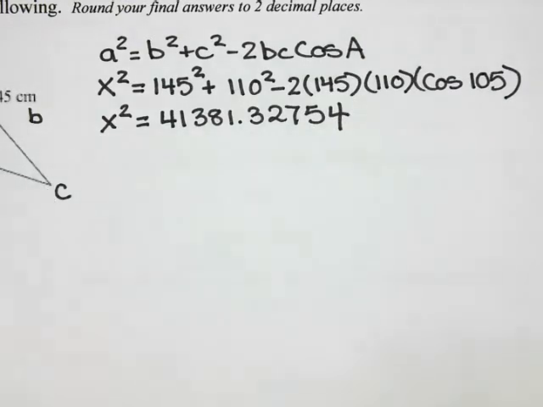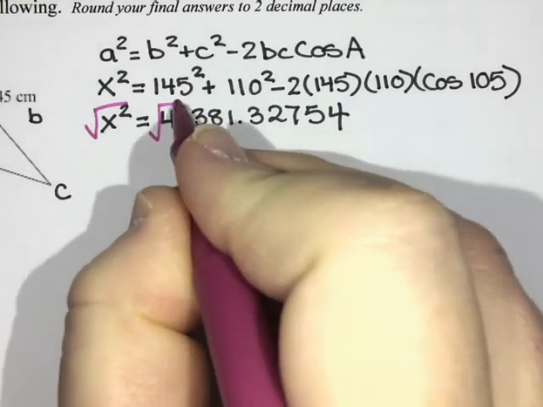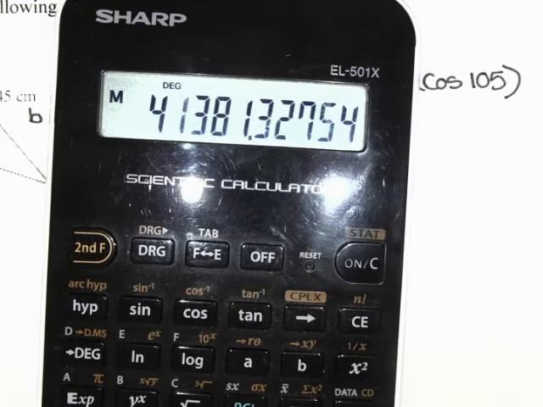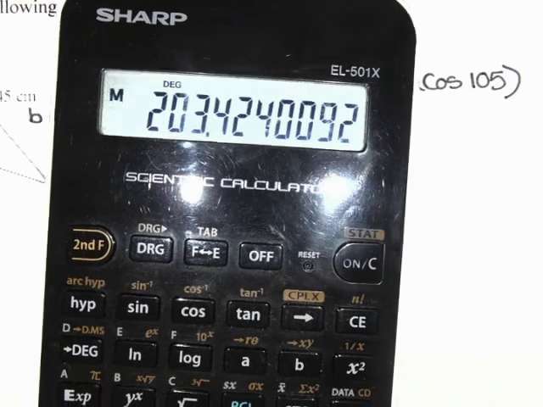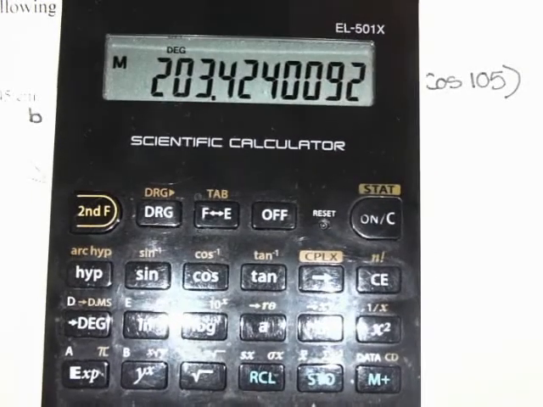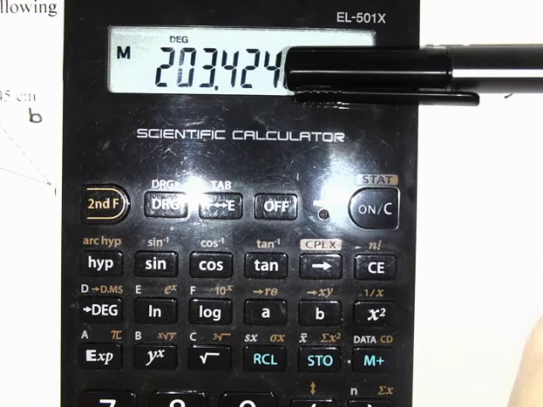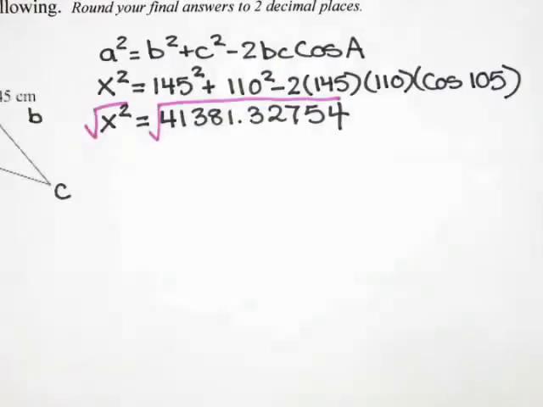This is not our final answer because we are looking for x, and this is x squared. So there is one final step that we need to do, and that is to cancel out our square by doing a square root. So you want to square root both sides. On my calculator, I can just hit my square root button. If you have one where you see the square root show up on your screen, you would do your square root and then just hit equals. So I get 203.42. And then if I look at the next digit, it's a 4. So I'm not going to round it up. I'm going to leave that as 42. So 203.42.